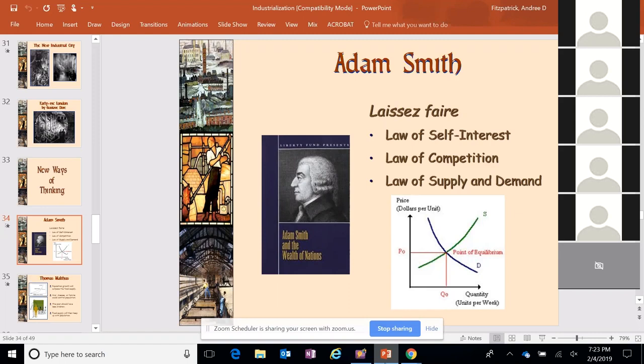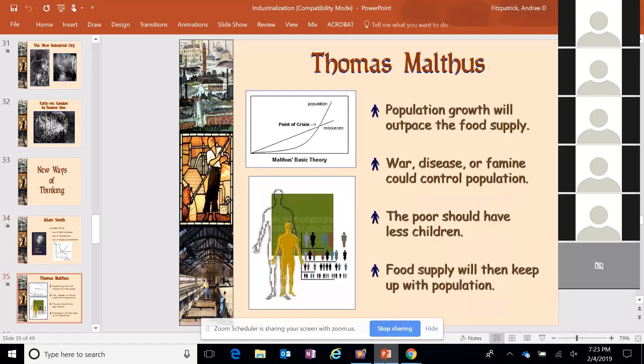So Adam Smith is all about pure capitalism, and he also opposes tariffs or anything that would put barriers against free trade with foreign countries as well. One of the other theories that developed during this time period was the Malthusian theory about what was going to happen to the population.